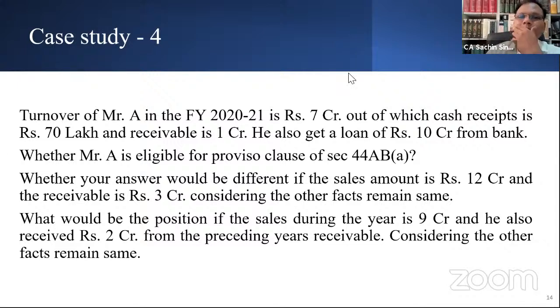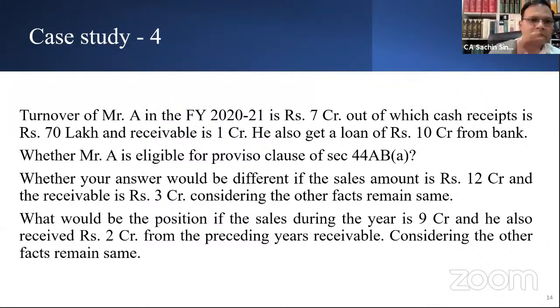Since if you see the example, 7 crore is the turnover, out of which 1 crore is not received, which is debtors. So total receiving is 6 crore, and 70 lakhs is the cash component. So around 11.5% is there. However, during that year, the loan is taken from the bank of 10 crore. So total receiving is 6 crore plus 10 crore, so 16 crore. 5% of 16 crore will be 80 lakhs.